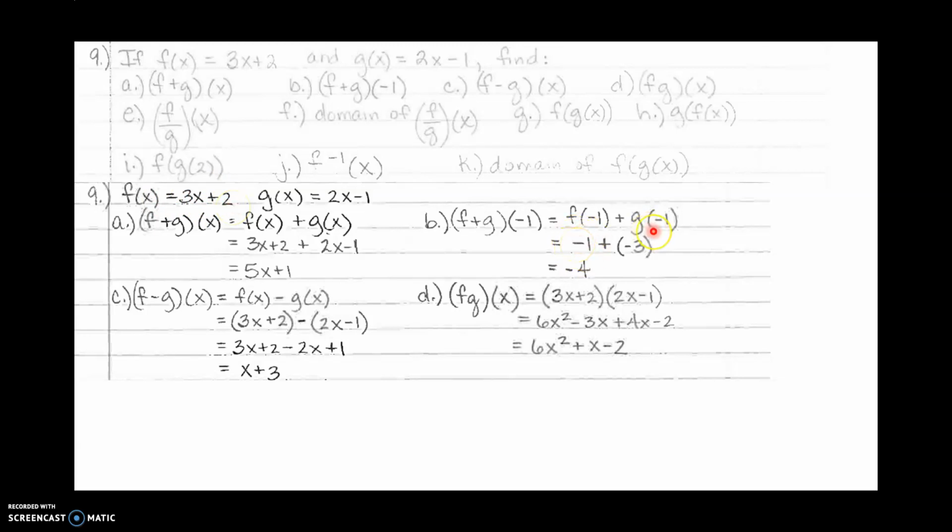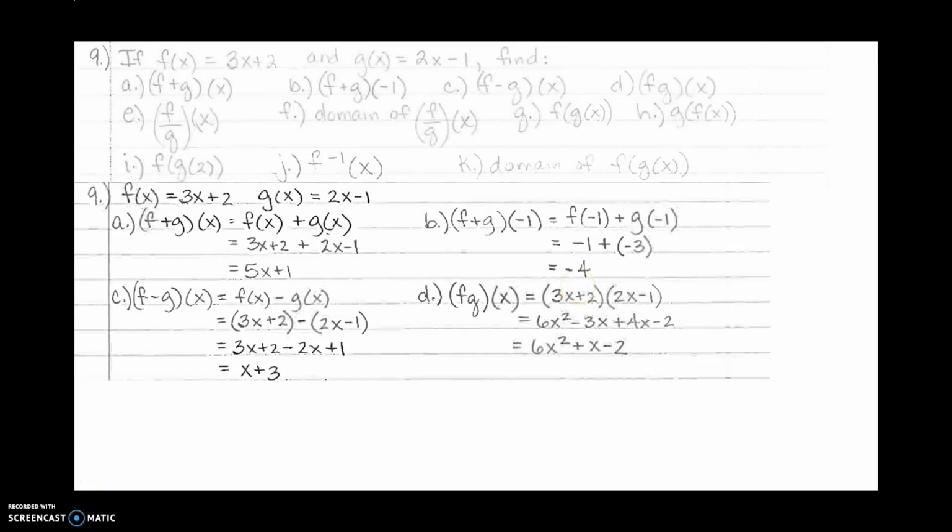All right, g of negative 1. That means put a negative 1 in the place of x in the g function. So 2 times negative 1 is negative 2. Minus 1 is going to give us negative 3. So negative 1 and negative 3 is going to give us that negative 4.